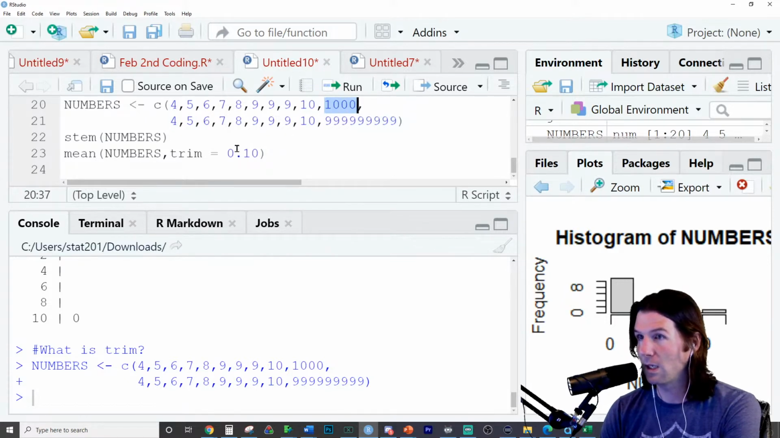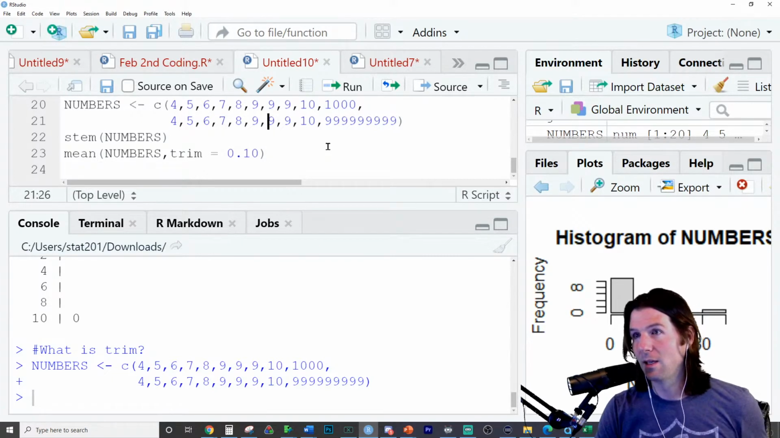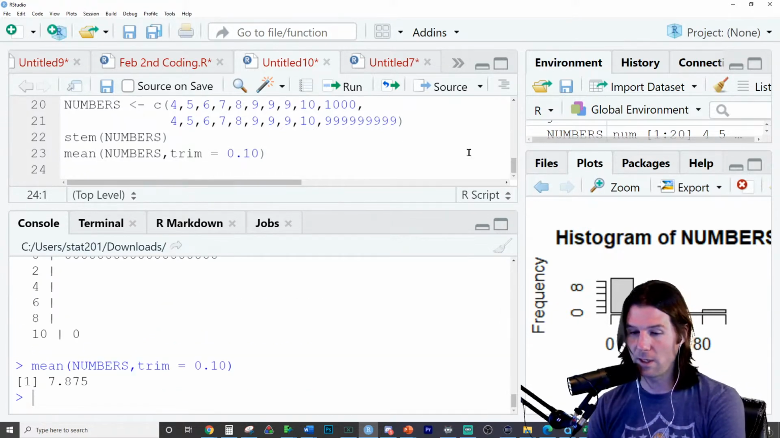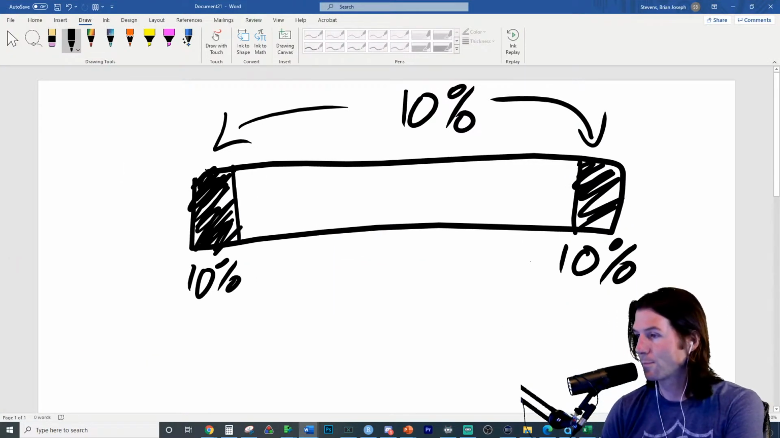So if I do the mean, I'm pretty sure we're going to get a number of like 6, 7, something like that. Let's see. Do we get 6 or 7? There we go. It is doing what I said. It is trimming off 10% from both sides. So when you ask for a trim of 10%, it takes 10% from both sides.